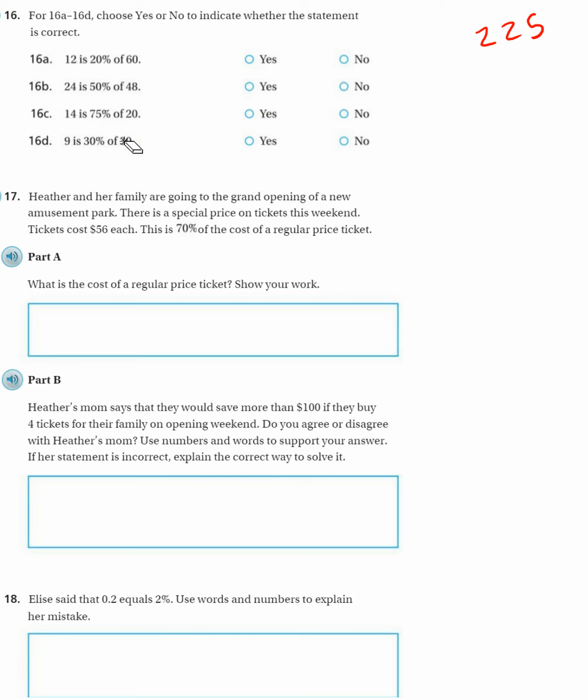Okay, on to number 17. Heather and her family are going to the grand opening of a new amusement park. There's a special price on tickets this weekend. Tickets cost $56 each. This is 70% of the cost of the regular price ticket. What is the cost of the regular price ticket?